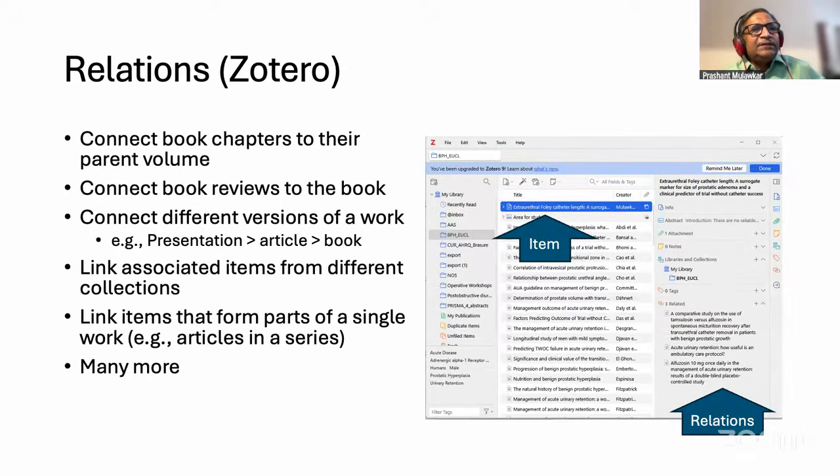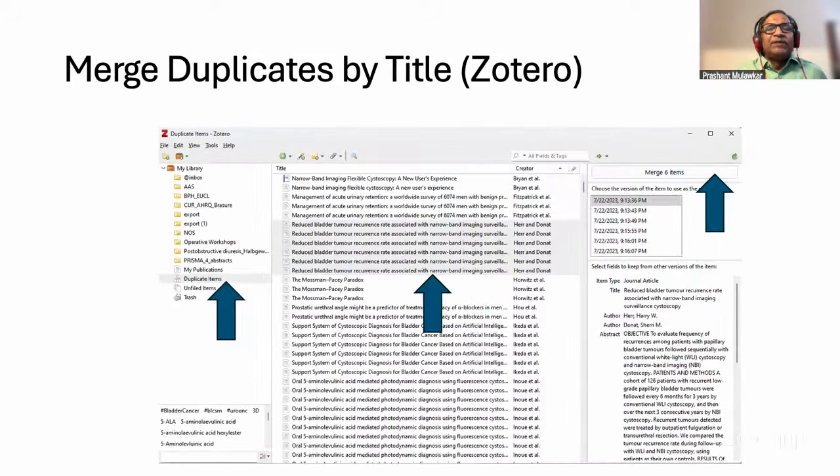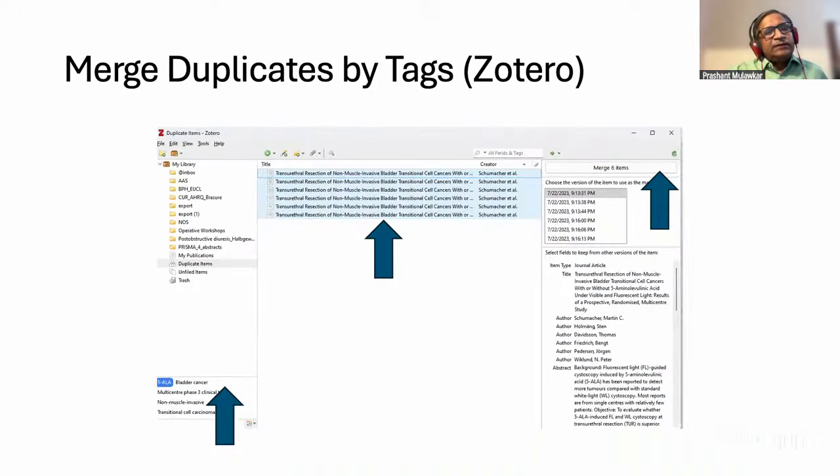Another important thing in Zotero is the relations. That means if you have got one presentation, same topic you write a book chapter, same topic you present somewhere, same topic you have another research, everything can be related to each other by this relations feature in Zotero. Of course, the duplicates can be merged by either title or by tag in Zotero.